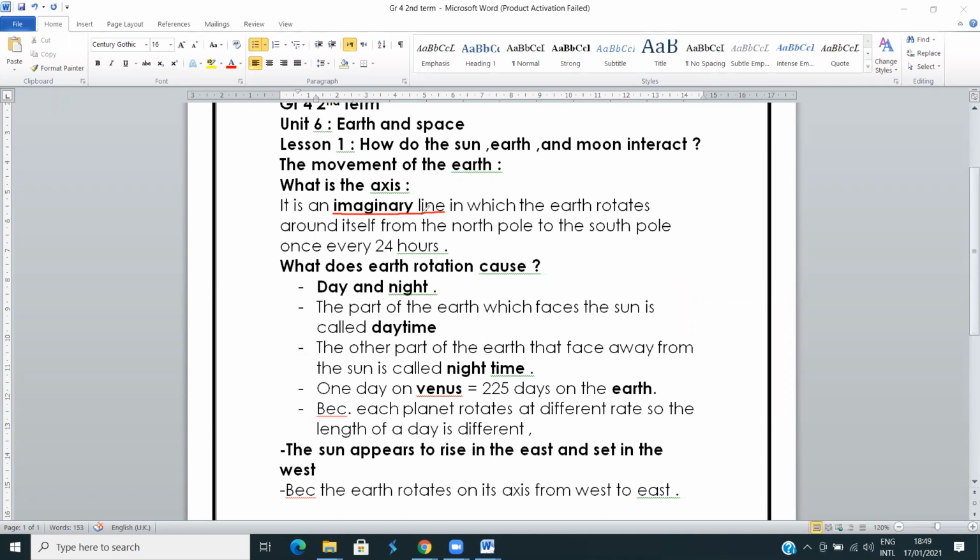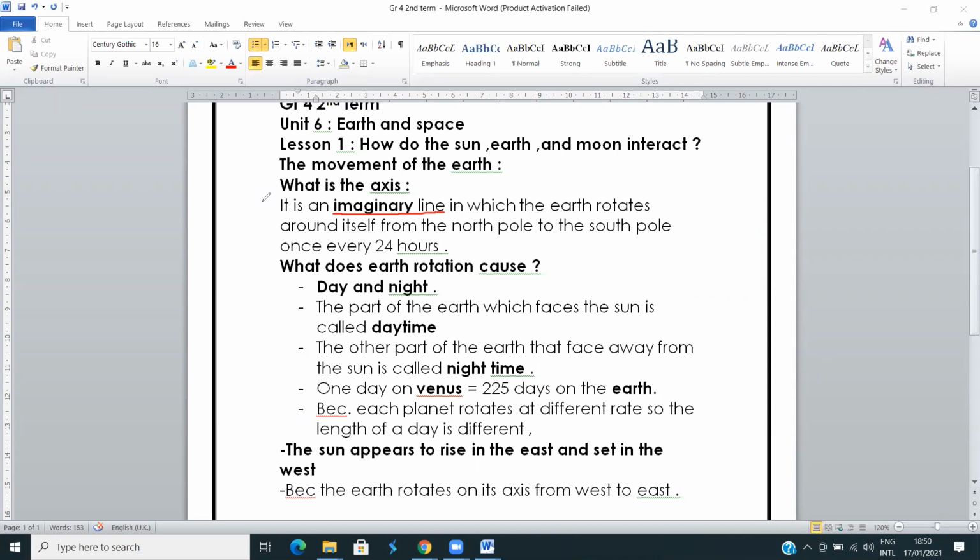I want Ali Ahmed Abdul Fattah. How are you, Ali? What is axis, Ali? It is an imaginary line in which the Earth rotates around itself, from the North Pole to the South Pole, once every 24 hours. Thank you, thanks a lot. So it is just an imaginary line, not a real line, not a true line.